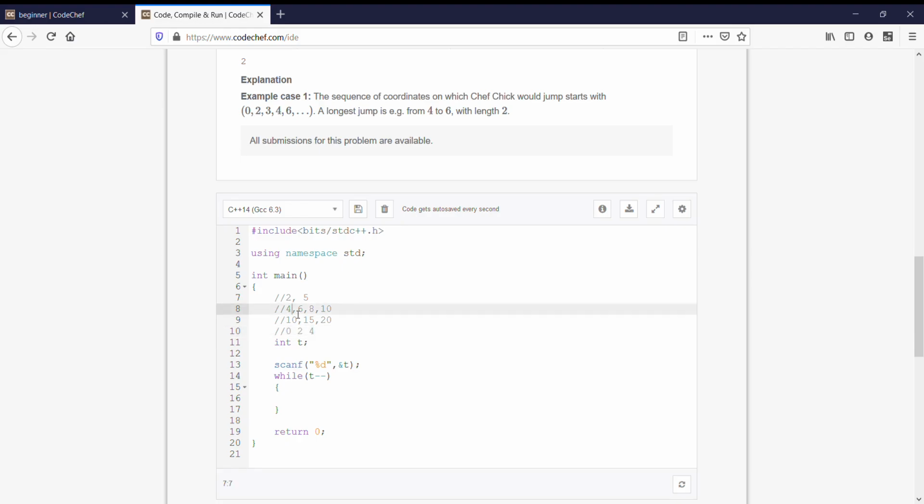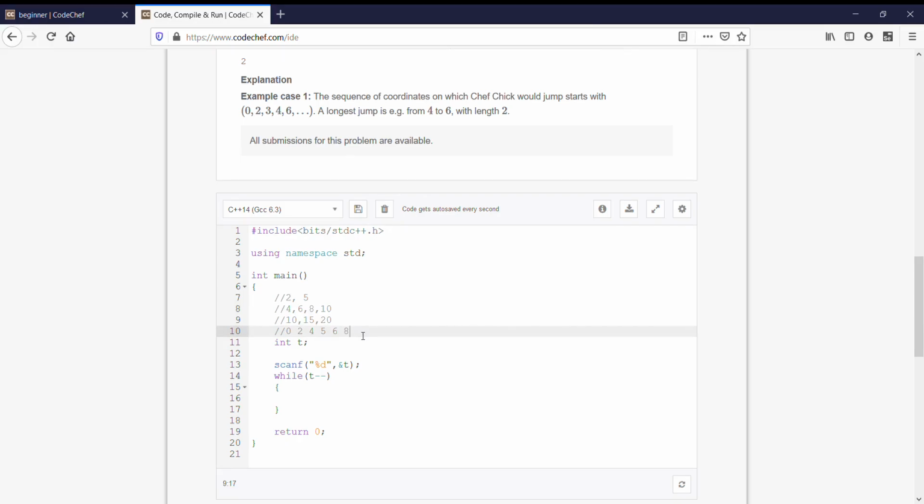Next is 4, the multiple of 2. Next is 5. Next is 6. Next is 8 and so on. We see here that 1, 3 and 7 are not jumped on. It is because they are neither present in the favorite number list nor are they multiples of those numbers. So till now we have understood what all Chef can do.